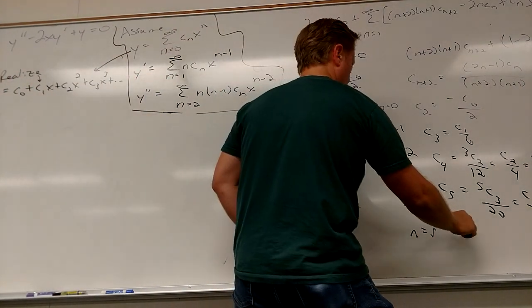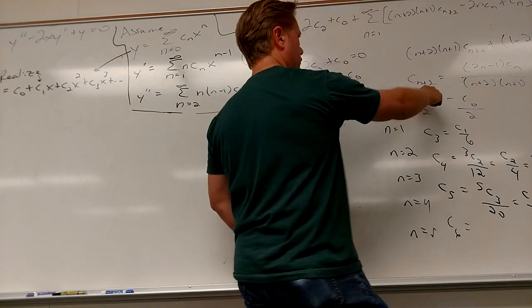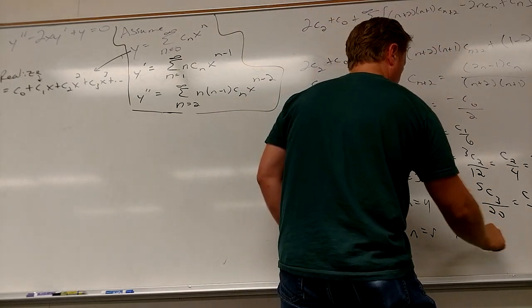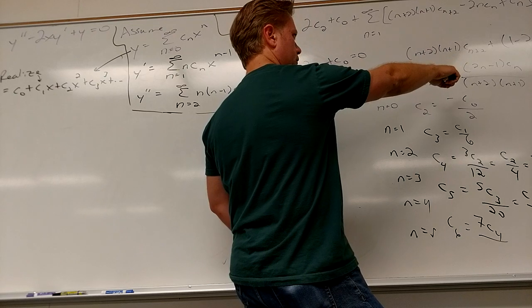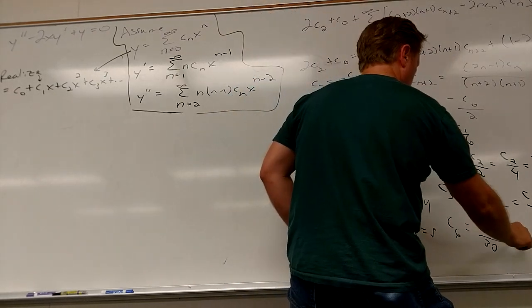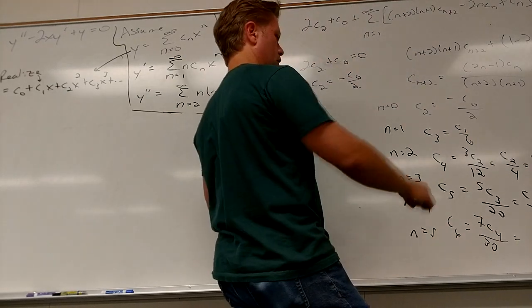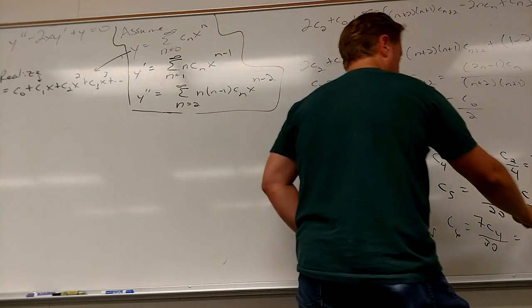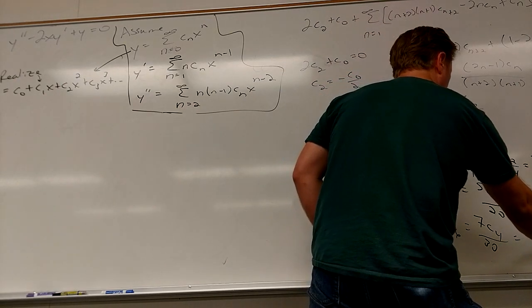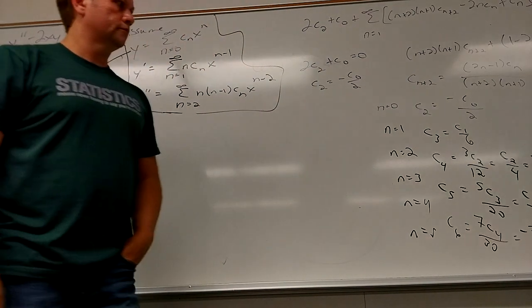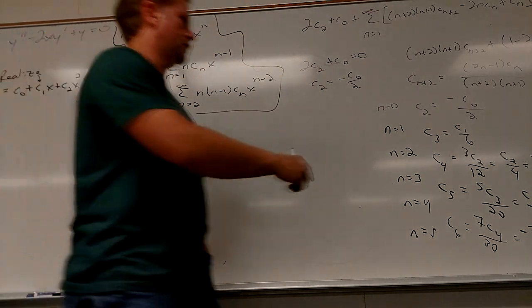Let's do maybe one more here. C6 now for n equals 4. So you get 7C4 over 6 times 5, so over 30. And then C4 was negative C0 over 8. So you get negative 7C0 over 240. That looks gross.